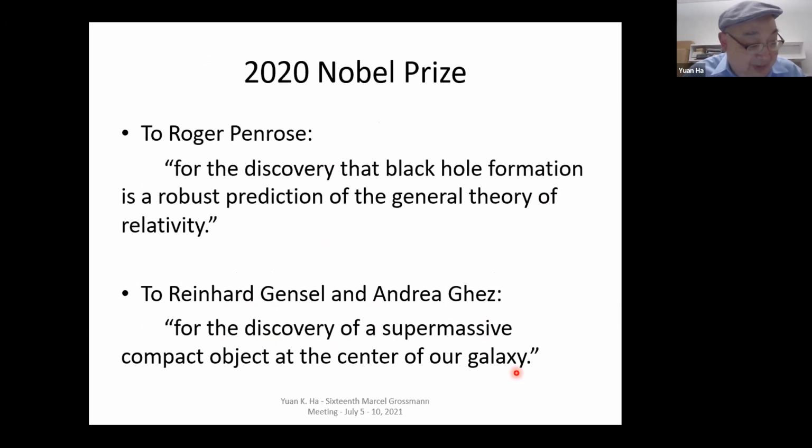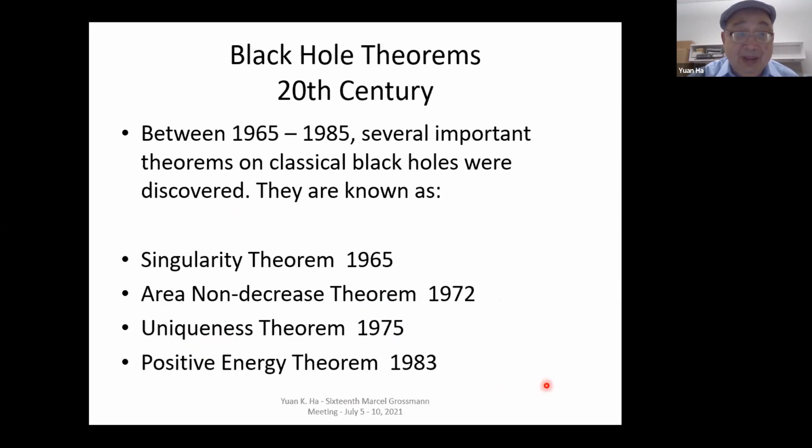This difference is emphasized by the 2020 Nobel Prize to Roger Penrose. The citation is for the discovery that black hole formation is a robust prediction of the general theory of relativity. And to Reinhard Genzel and Andrea Ghez, the citation is for the discovery of a supermassive compact object at the center of our galaxy. The term black hole is not mentioned.